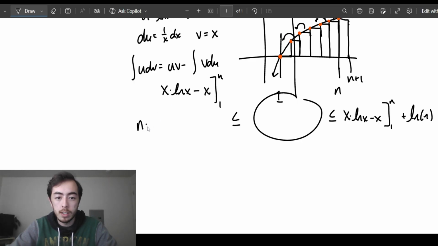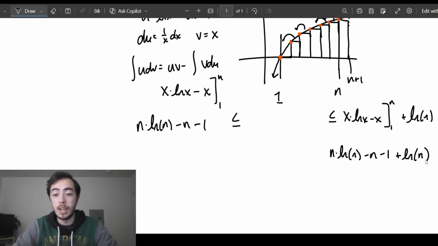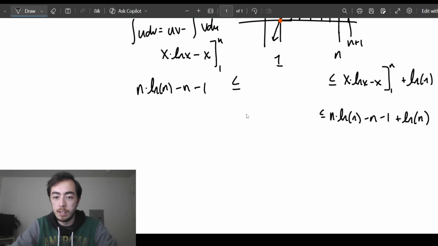So we get n times natural log of n minus n, and then minus 1 times natural log of 1, but natural log of 1 is 0, so that doesn't do anything. But we do get the minus x, so it does pop a minus 1 on the end there. Let's do the same thing over here. It's going to be the same expression, n times ln n minus 1, then just plus this 1 more natural log of n. And so our sum, I'll just put an s here for sum, is bounded between these two values.